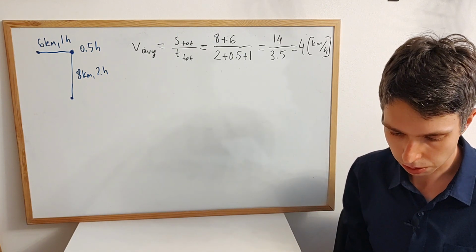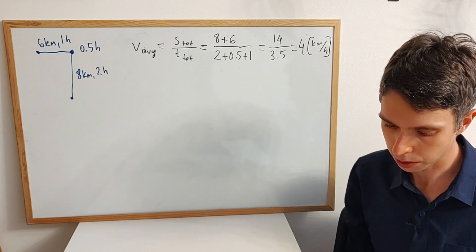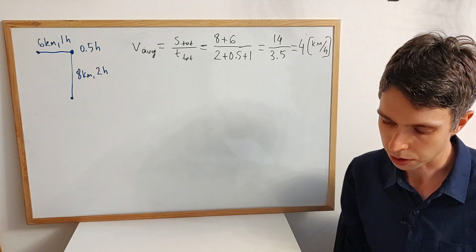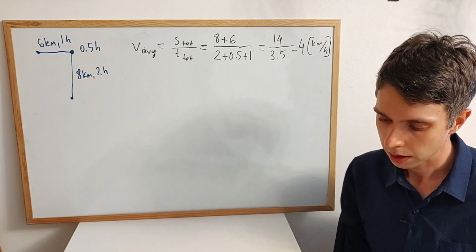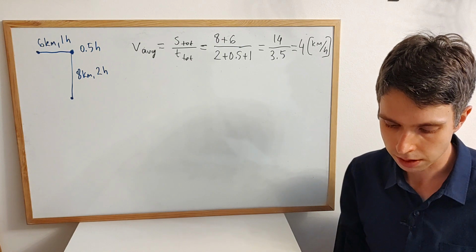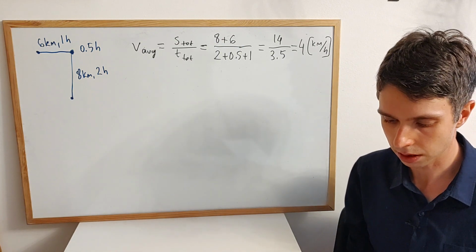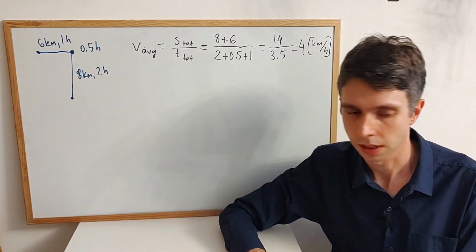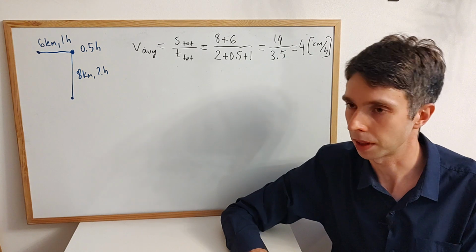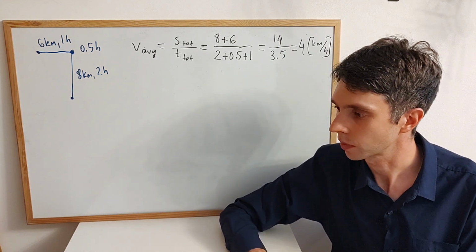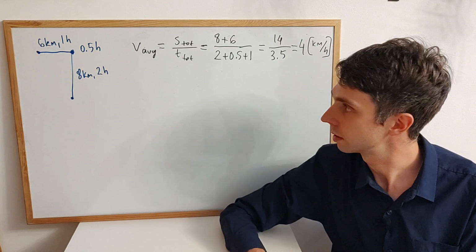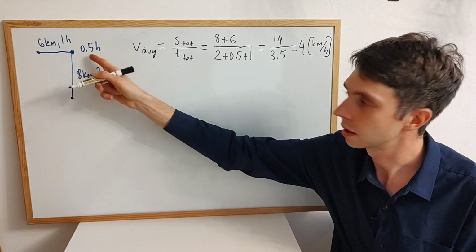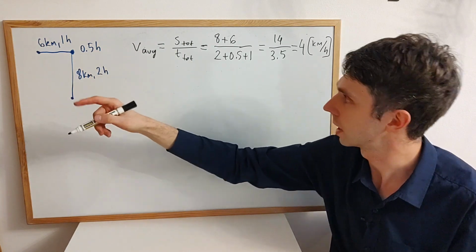Second part. Calculate what average speed an application with an autopause function would show to a tourist. That is an app that doesn't measure time when the tourist is not moving. Such an app is a common feature in mobile apps for tracking activities, sports or touristic activities. So it will not take this half an hour of rest into account.